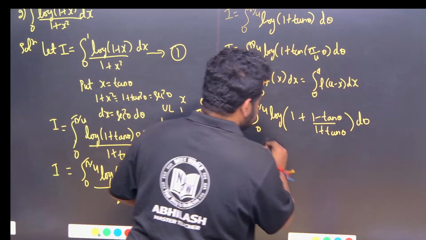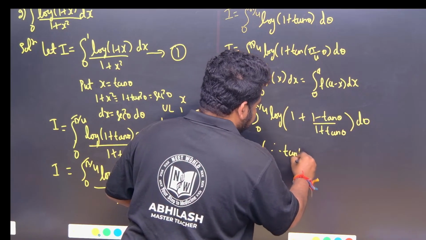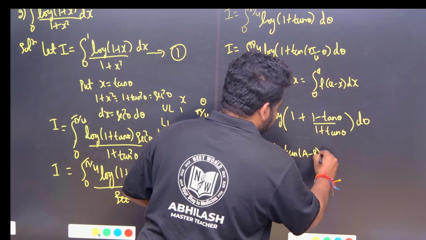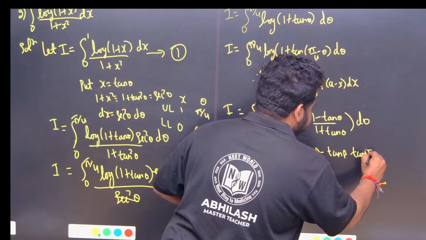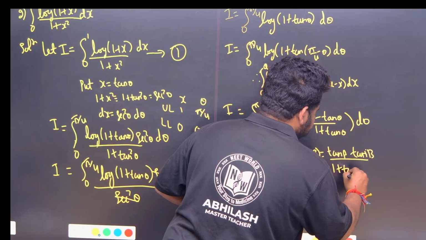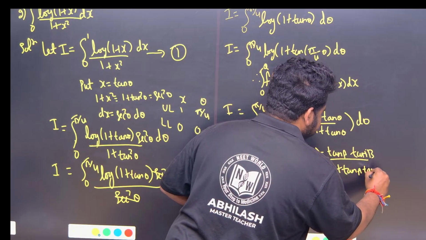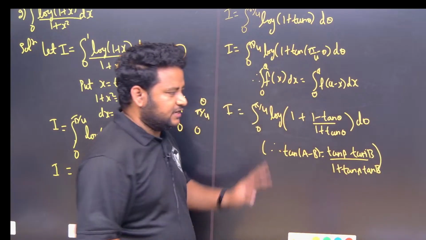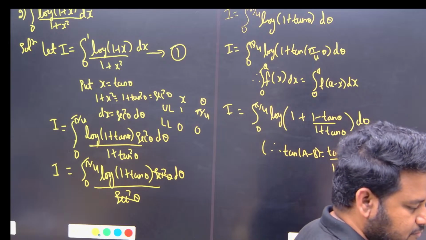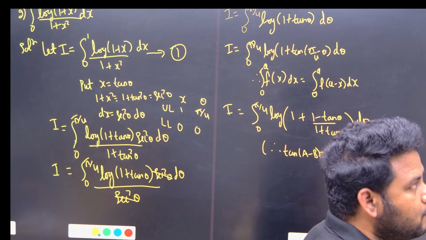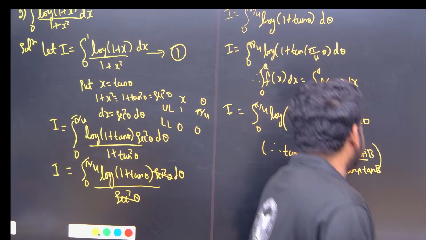The reason is that tan of a minus b is equal to tan a minus tan b divided by 1 plus tan a tan b. This is the reason, friends. You have to definitely write the reason, then only you will get full marks.